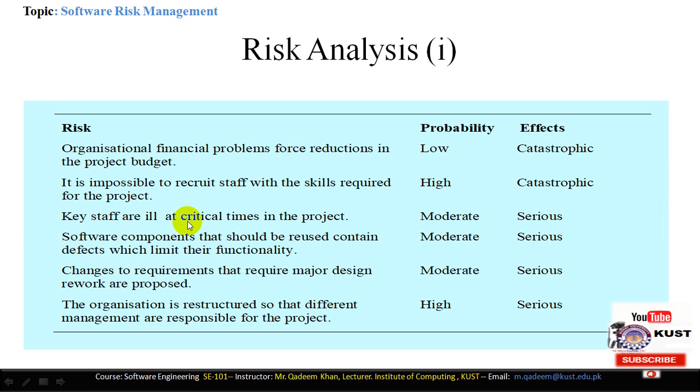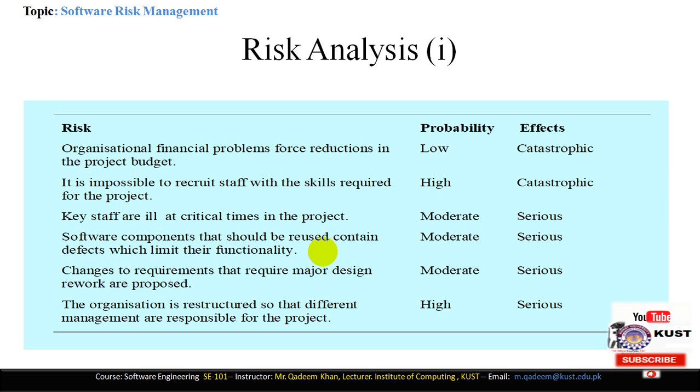Key staff are ill at critical times in the projects. Due to illness, if the key staff is not coming to join the project, this is a moderate problem. It can occur or it cannot occur, but its effects are very serious, like the above risk. Software components that should be reused contain defects which limit their functionalities. If we are buying some built-in components from the web, for example, we are using the Google Map API.